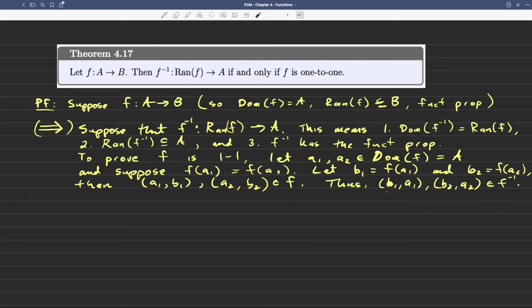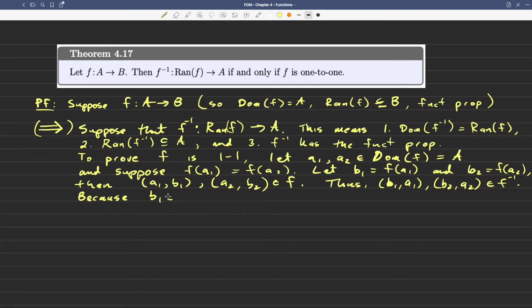Now check it out. What do we know about b1 and b2? Well, b1 is equal to f of a1 and b2 is equal to f of a2, but we know f of a1 and f of a2 are equal over here. So that tells us that these two elements right here, b1 and b2, are equal. And they're the first components of ordered pairs in the function f inverse, which we've assumed was a function.